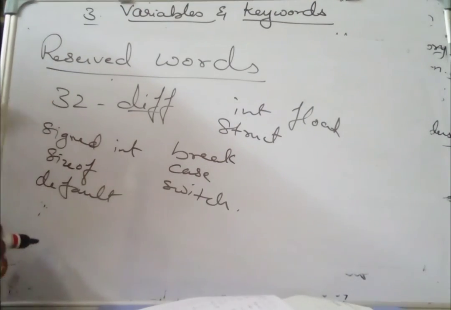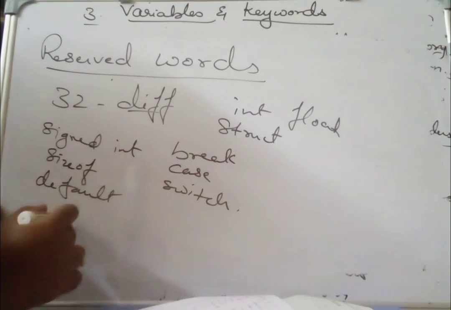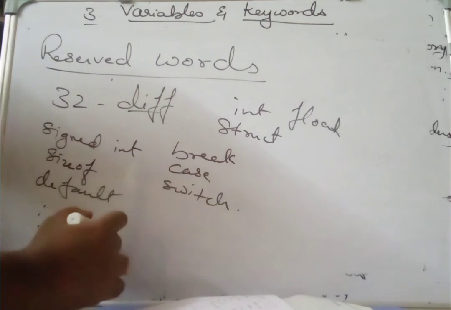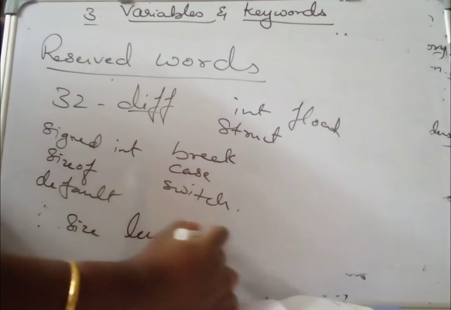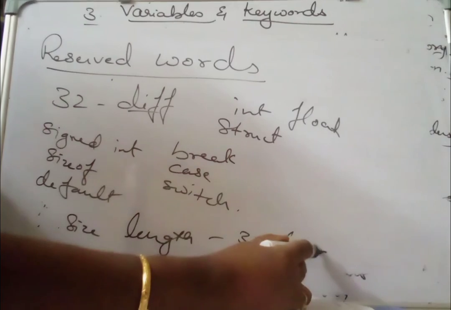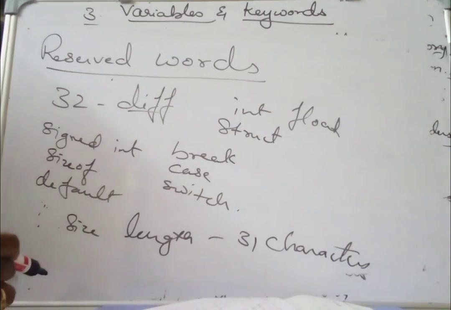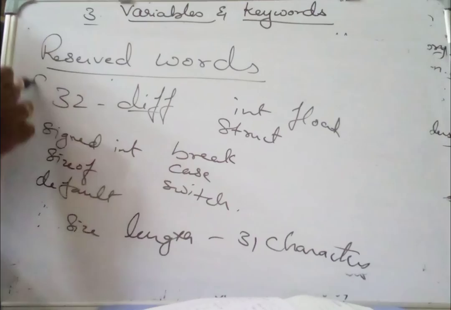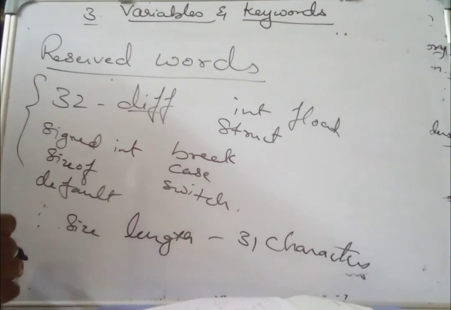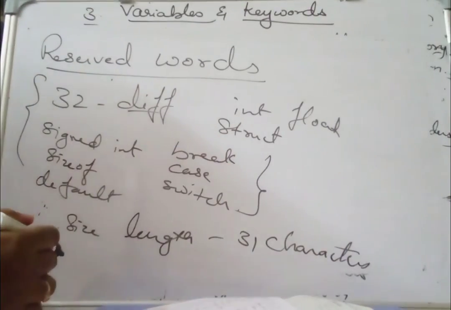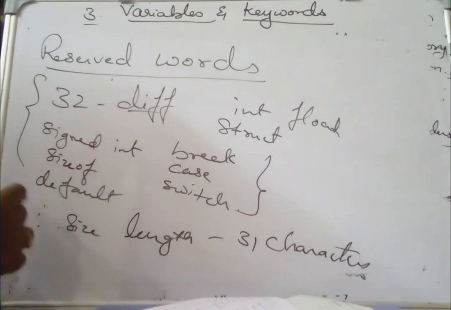Apart from that, follow the six rules I have shown previously to declare the variables. I hope you understood what keywords and reserved words are. Always remember, while declaring a variable, the length of the variable should not exceed 31 characters. And reserved words or keywords cannot be used as variables because their meaning is already predefined and stored in the compiler.